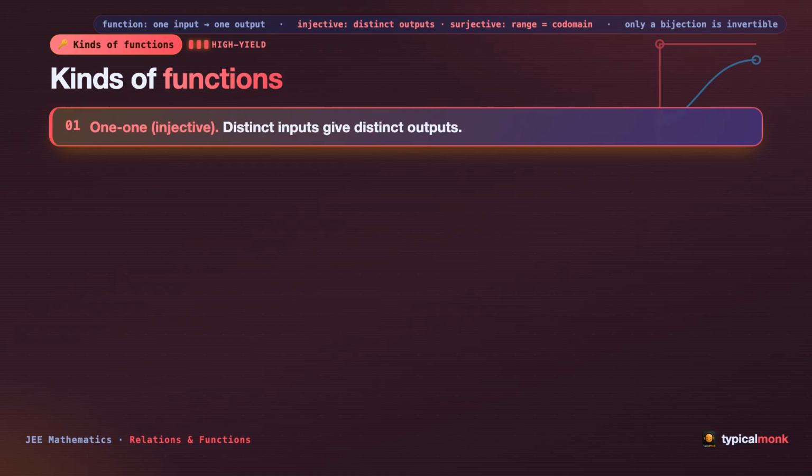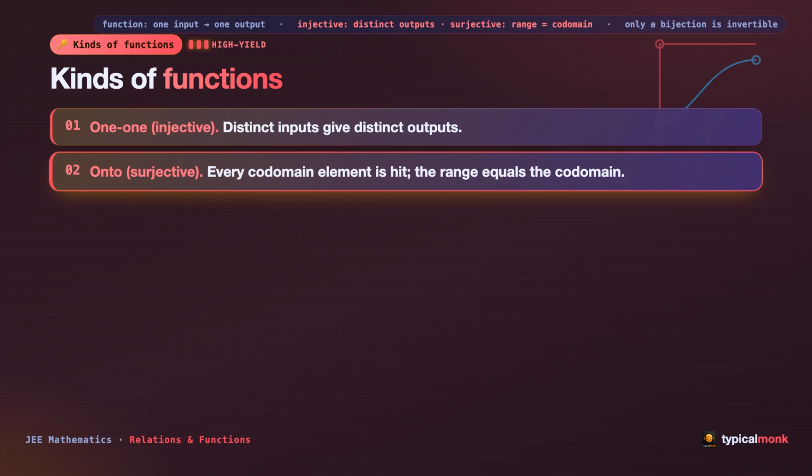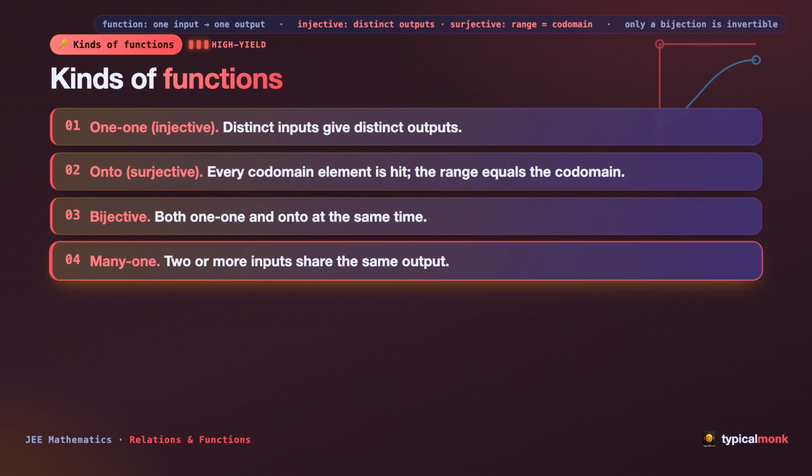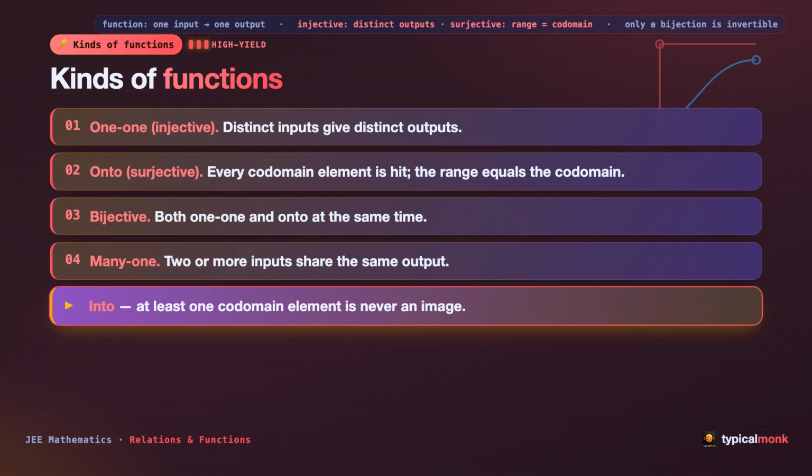Now the kinds of functions. 1-1 or injective. Distinct inputs give distinct outputs. Onto or surjective. Every element of the codomain is hit. The range equals the codomain. Bijective. Both 1-1 and onto at the same time. Many-one: two or more inputs share the same output. And into: at least one codomain element is never an image.